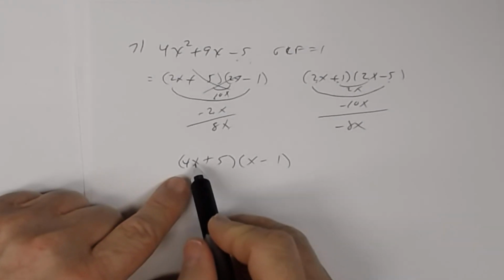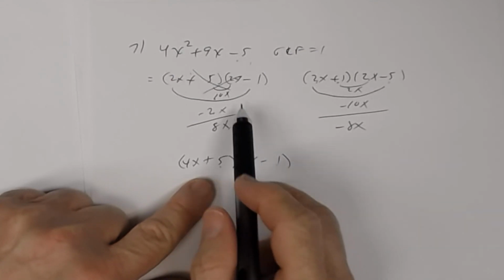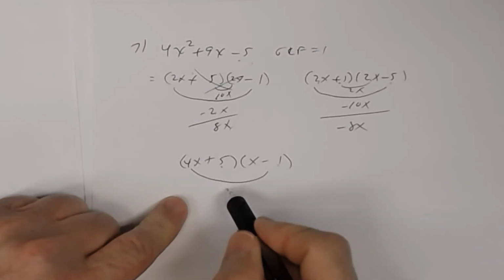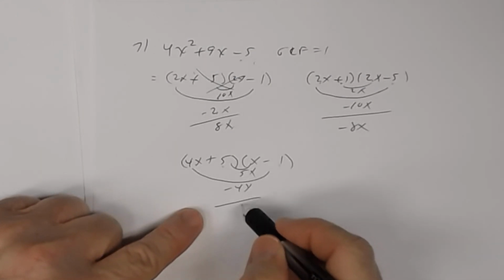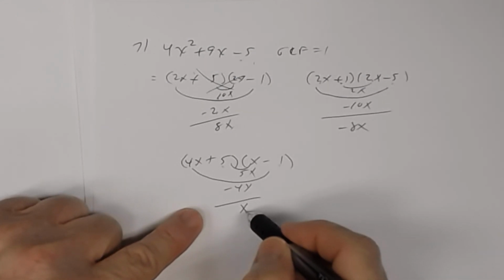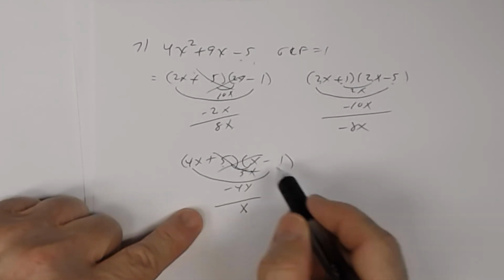All right, so let's check it. 4x times x is 4x squared. Positive 5 times a negative 1 is negative 5. The outer is negative 4x. The inner is 5x. When I add them up, I get x. Okay, not 9x, I get x. So that didn't work. You may say, all right, let's switch the 5 and the 1.